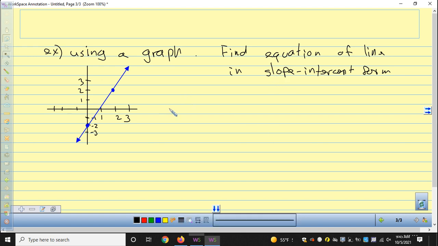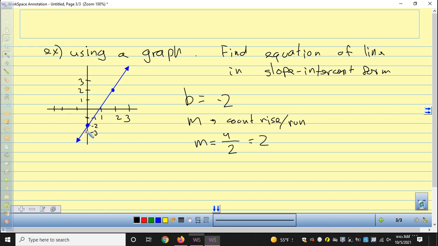Well, from my graph, the y-intercept is what? -2. B is -2 because the graph crosses the y-axis at the point (0, -2). For the slope, we're going to count rise over run. So my rise from -2 to +2, I'm going to count 1, 2, 3, 4, and over, from -2 to 2, I'm going to count over 1, 2. 4 over 2, which is 2.